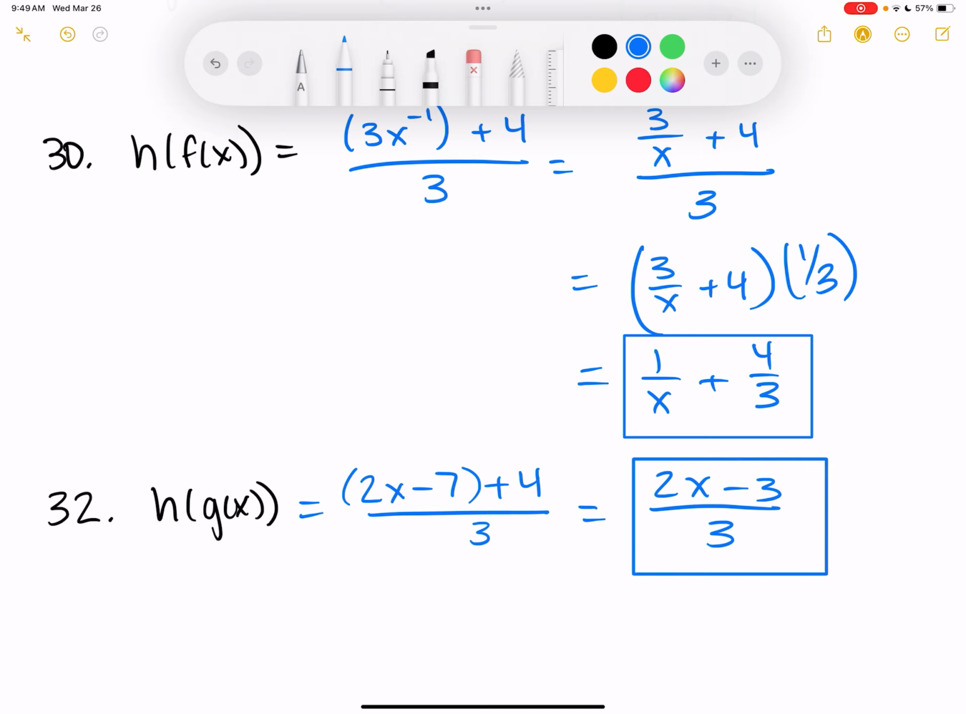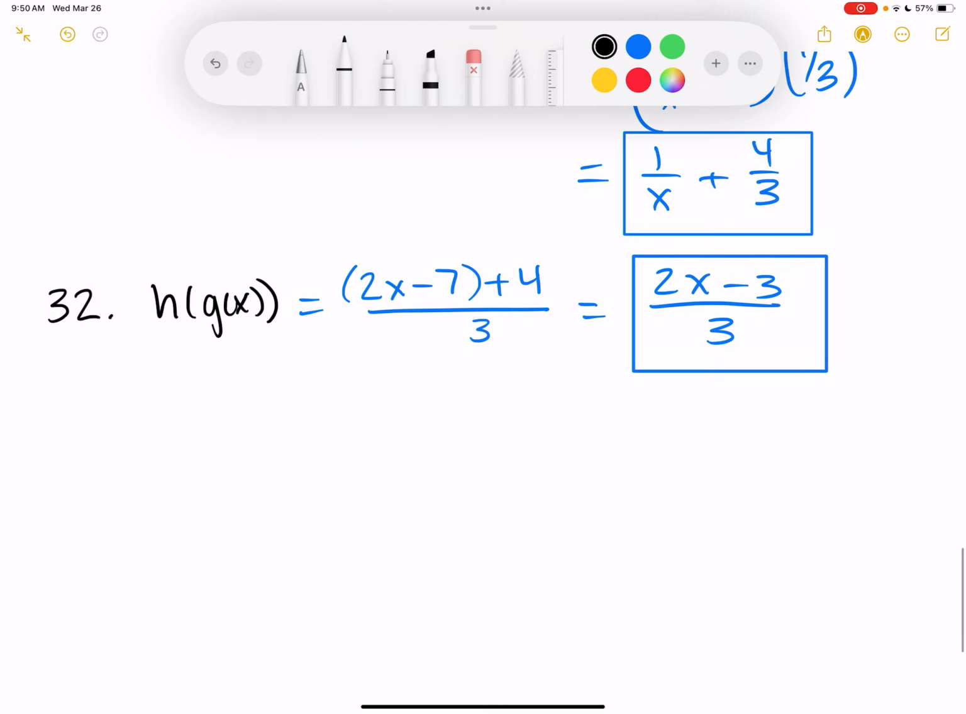Couldn't you factor out a 3, put 2x over 3 and then negative 3 over 3? I could, or I could just leave it as one thing. Cancel, 4 minus 7 is negative 3. Wouldn't it be wrong if I put 2/3 x minus 1? No, that's fine, but the book's going to leave it like this. Either works. This is what the book looks like.